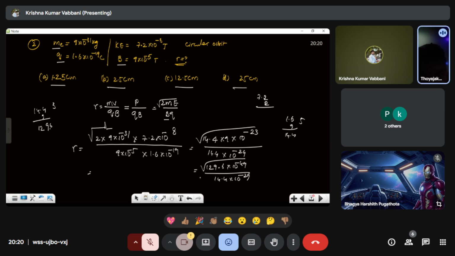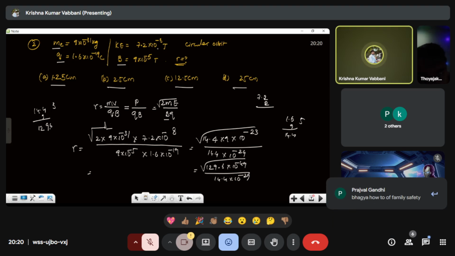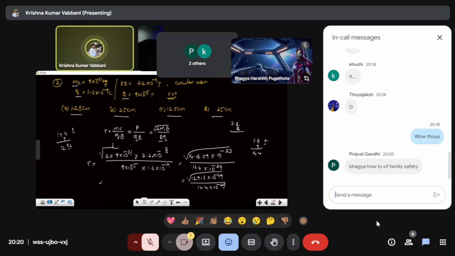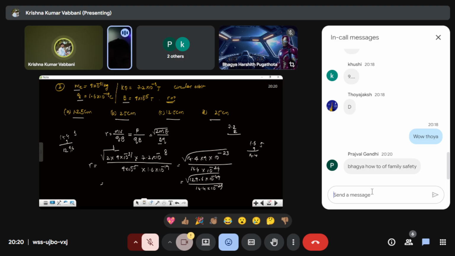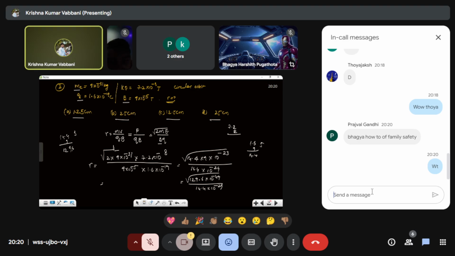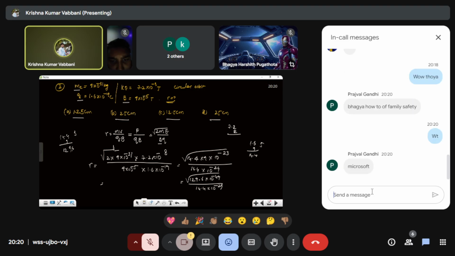Kinetic energy is 7.2 into 10 power minus 8. Take this one and substitute. So 1.6 into 10 power minus 19, and B is equal to 1.5 into 10 power minus 5. But no, minus 5. Minus 5.